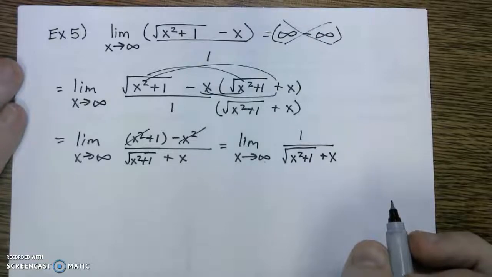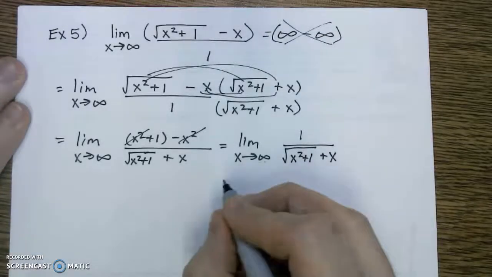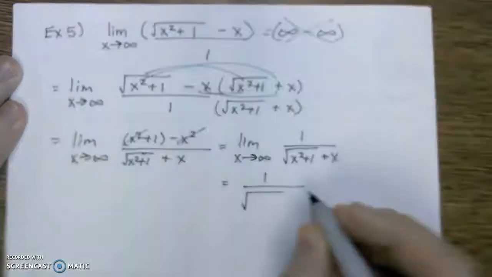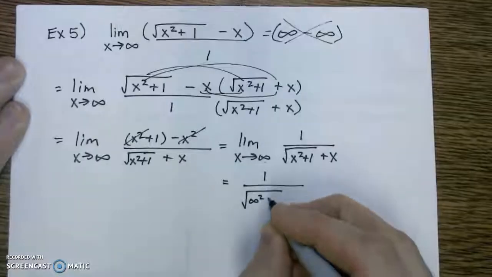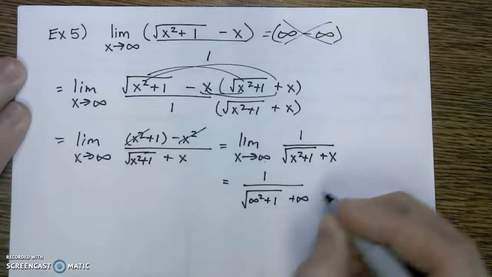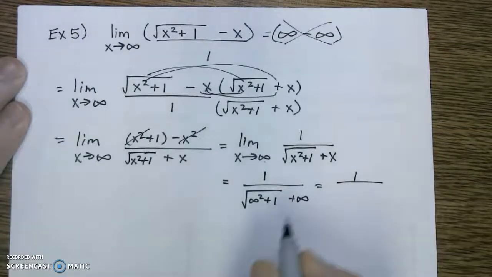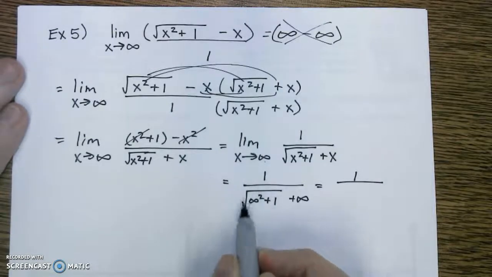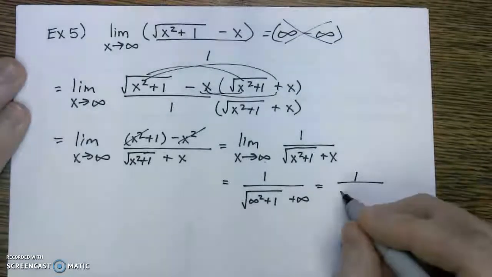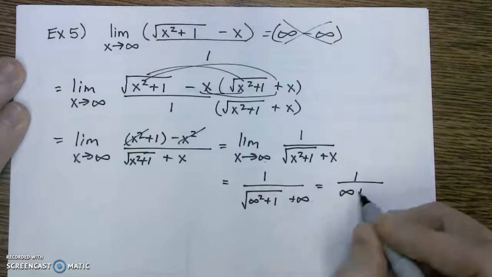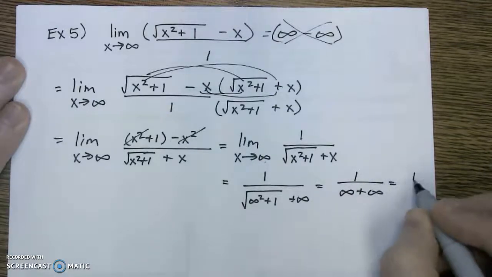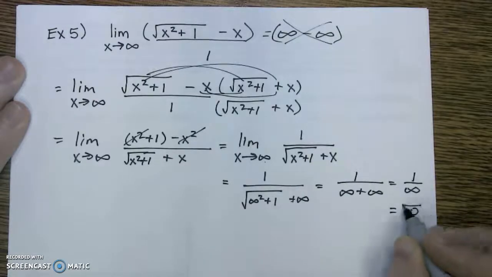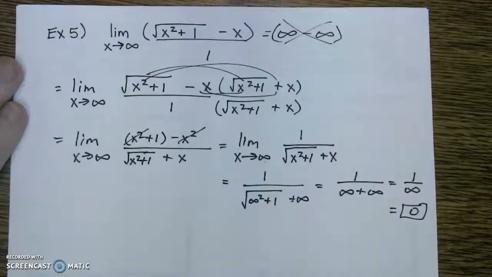Now, if I were to plug in infinity, let's see what happens, see if I can get an answer out of this. So we have 1 over infinity squared will be infinity, plus 1 is a bigger infinity. Take the square root of that, we have infinity, plus another infinity. Infinity plus infinity is a larger infinity, and 1 divided by infinity is 0. So the answer in this problem is 0.